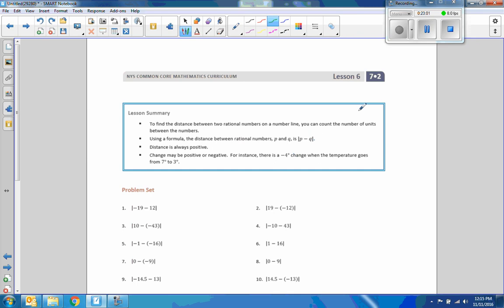Okay, that's the end of lesson 6. Now do your exit ticket and then your problem set for home.